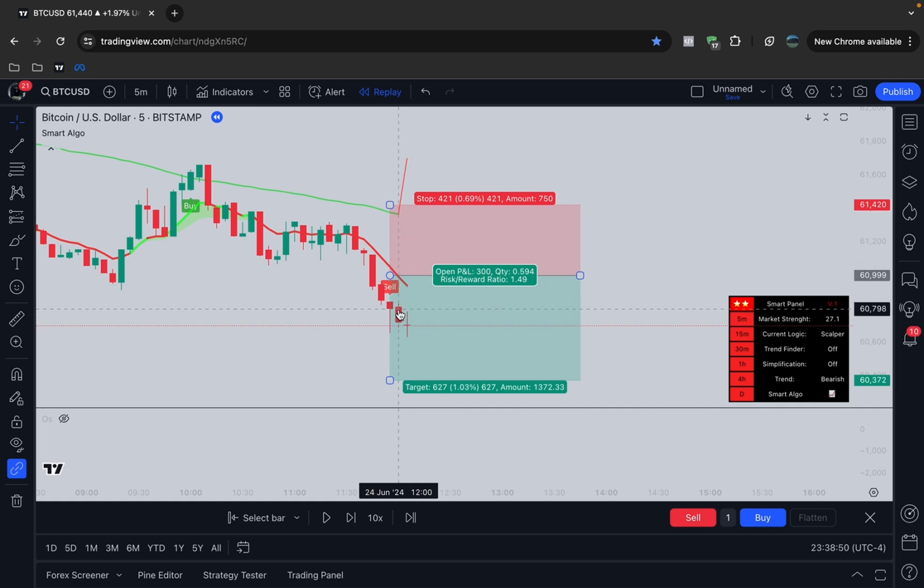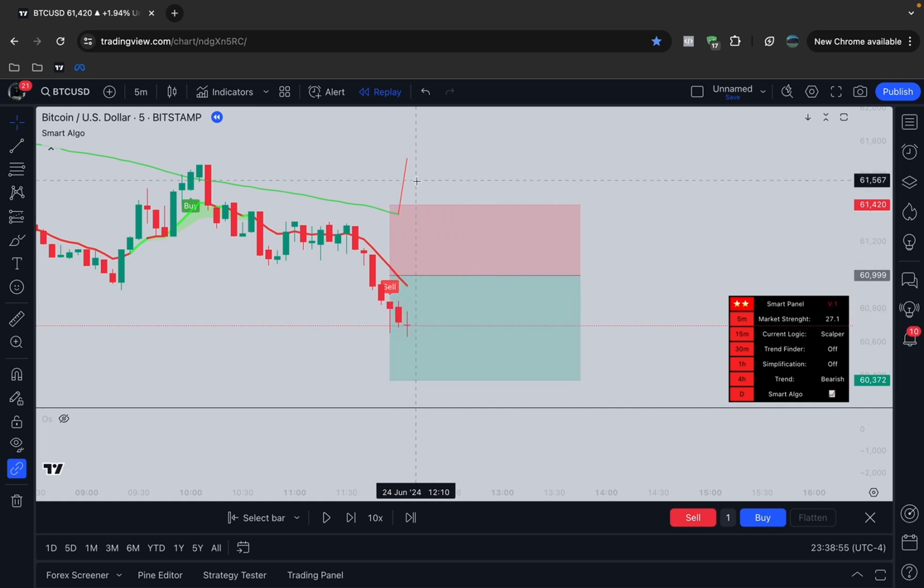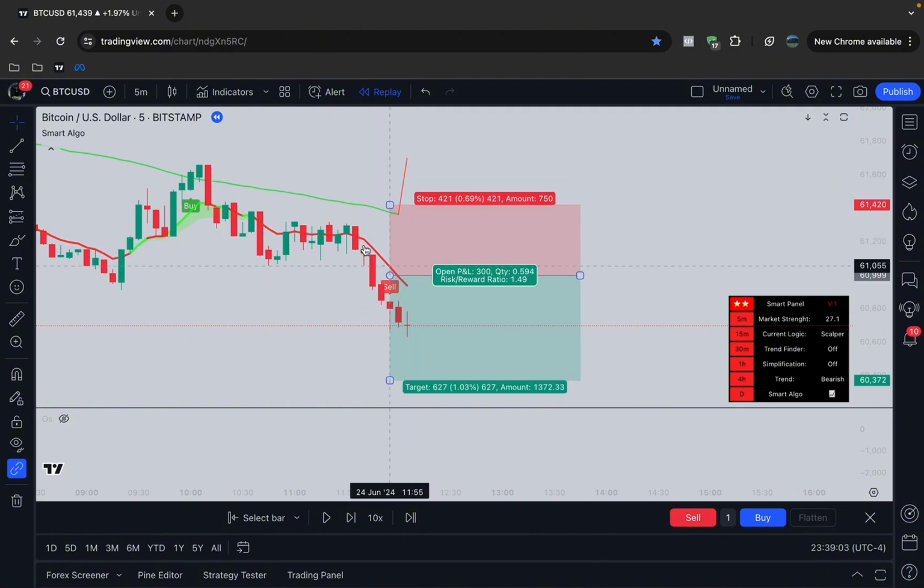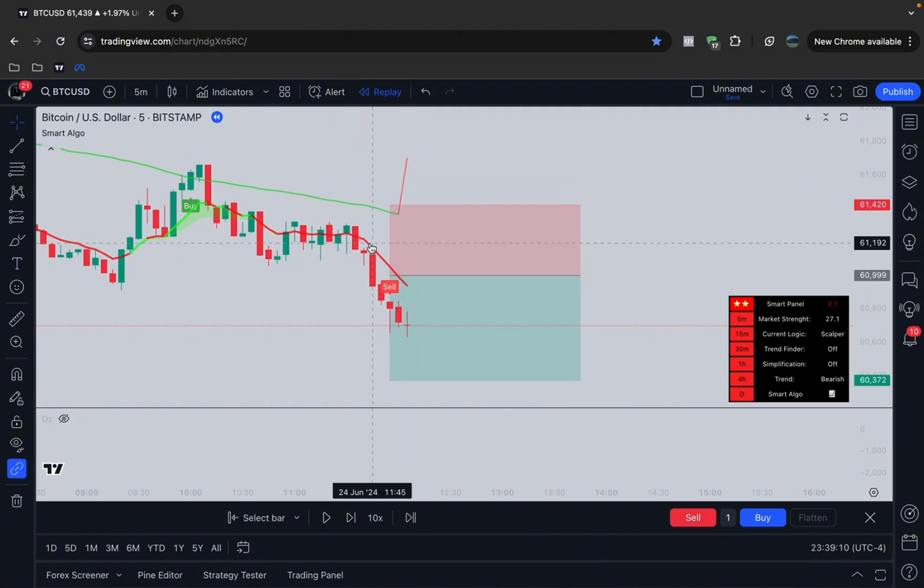But first, you just want to make sure you have all your confirmations. So we check the higher time frame. We check the trend. Now, guys, our Smart Trend Cloud over here is telling us that we are in a bearish momentum. So that's another confirmation.